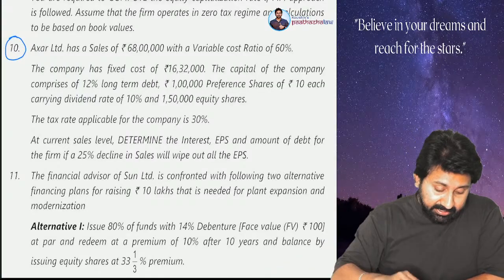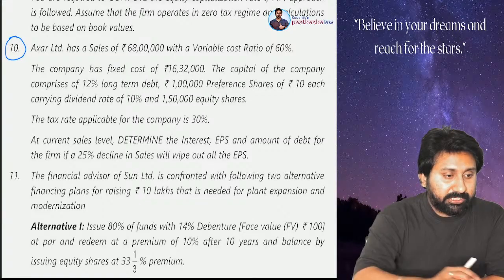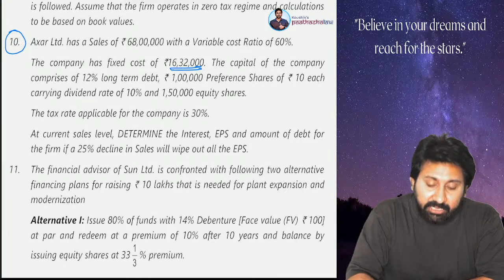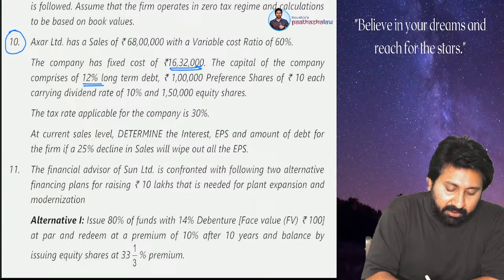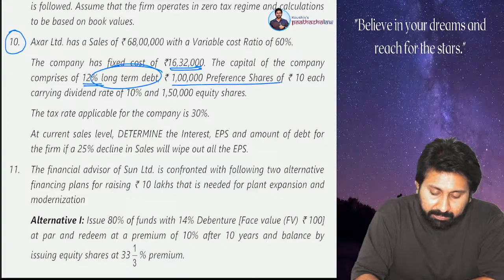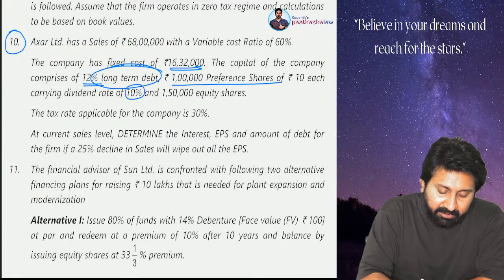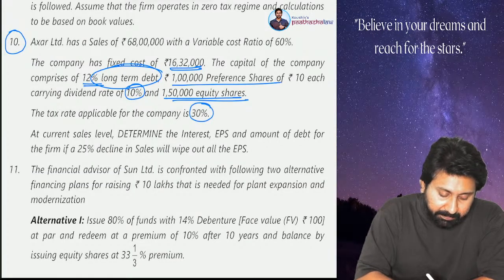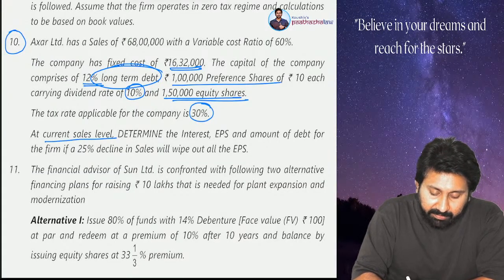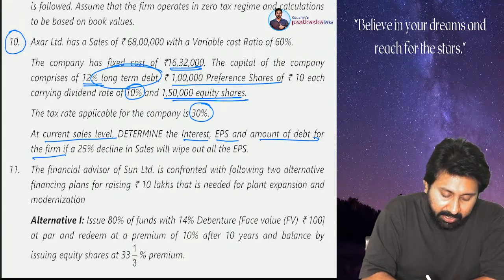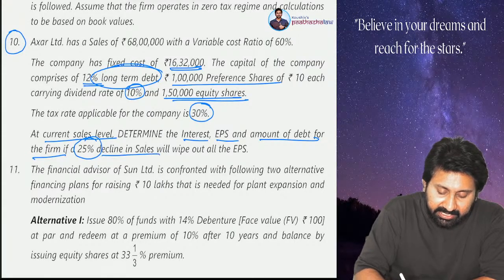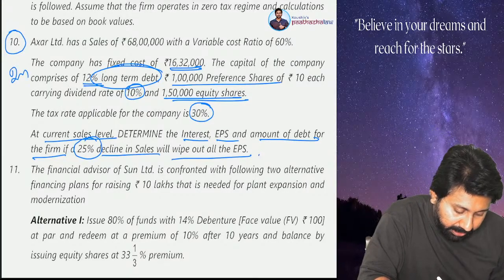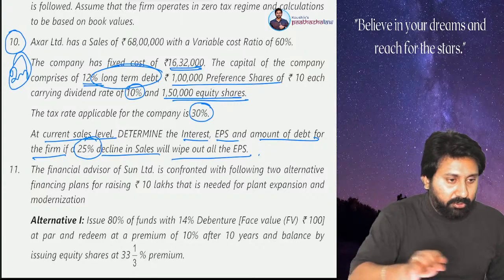Axar Limited has sales of 68 lakh, variable cost is 60%. The company has a fixed cost of 16 lakh 32,000. Capital of the company consists of 12% long-term debt, 1 lakh preference shares of rupees 10 each carrying a dividend of 10%, and 1 lakh 50,000 equity shares. Tax rate applicable to the company is 30%. At the current sales level, determine the interest, EPS and amount of debt for the firm if a 25% decline in sales will wipe out all the EPS. Very, very important question. Read the question first before we go into the solution.